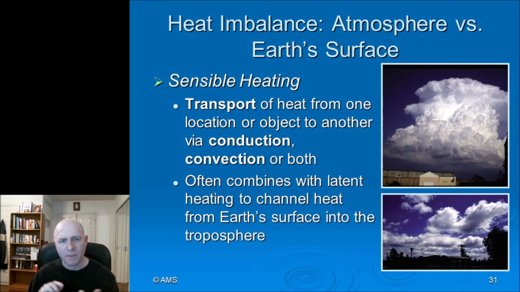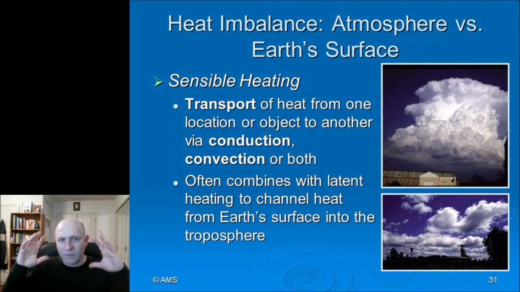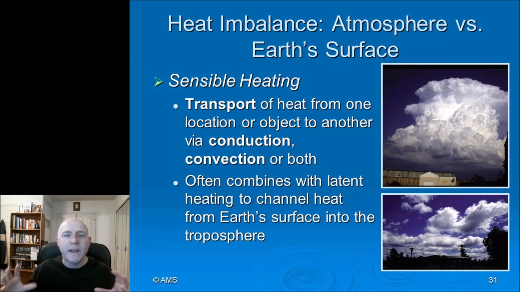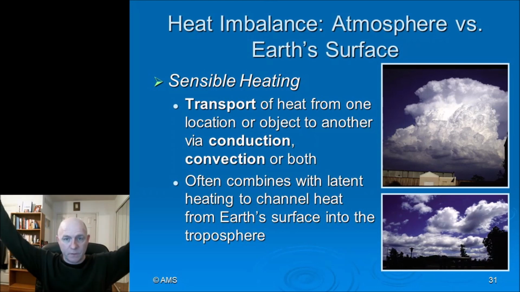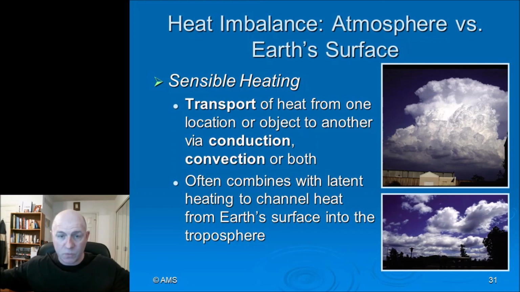Sensible heating is what we said before: conduction and convection. All right. Latent kind of means it's hidden heat. Right? Where sensible heat is obvious. You're moving heat around through conduction or convection directly, sensibly. This combines with the latent heating, all right, to channel heat from the Earth's surface up into the troposphere. Remember, all the weather happens in the troposphere, basically the bottom 10 miles of the atmosphere.